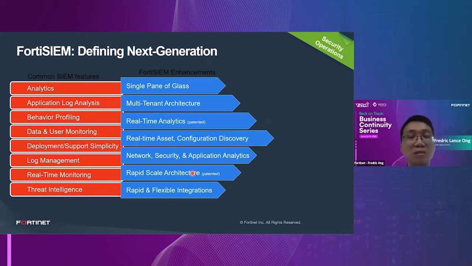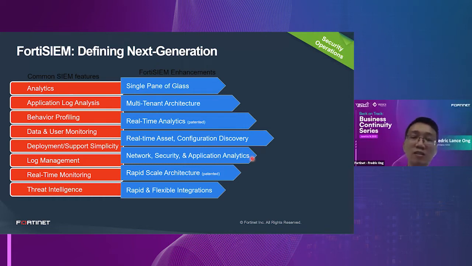Like I mentioned, the single pane of glass, so unified NOC SOC. It is capable of running in a multi-tenant architecture. So if you're an MSSP provider or you have a company with multiple sister companies under a large parent company, you can do multi-tenancy deployment. You have real-time analytics for monitoring and reporting incidents in real-time, and asset discovery. You're able to intelligently discover devices in your network that you might not be aware of. You can do network scan, device scan, and then of course network security analytics. This is one of the most important parts of a SIEM.